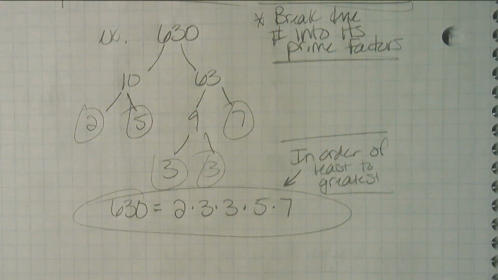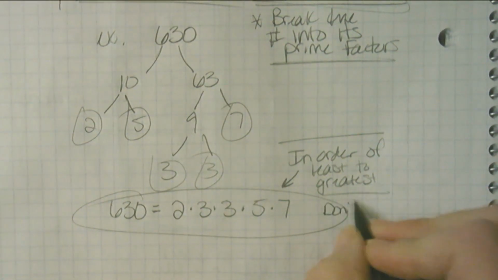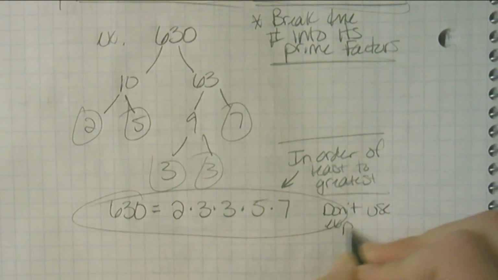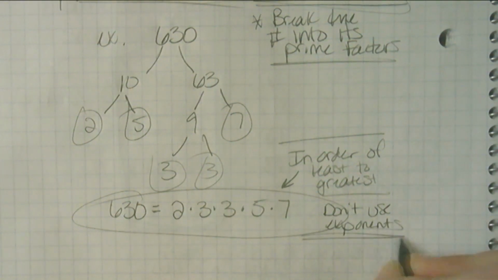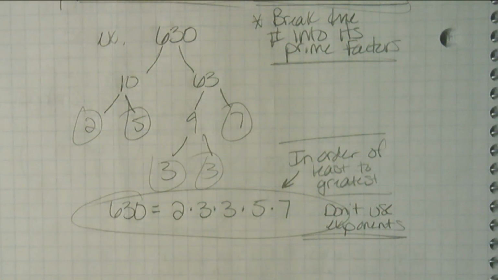Questions? Ada? No, I want you listing them out just like that. There's a reason for it when we get to least common multiple and greatest common factor. So I want you guys listening. So don't use exponents. That's a good question. Don't use exponents. I mean, there's nothing wrong with it, but for the tool that we're using it for, I don't want you to.